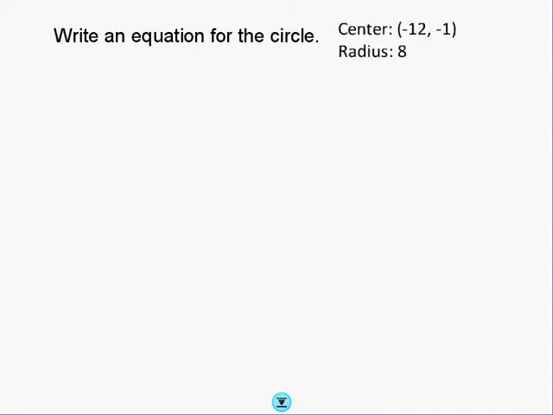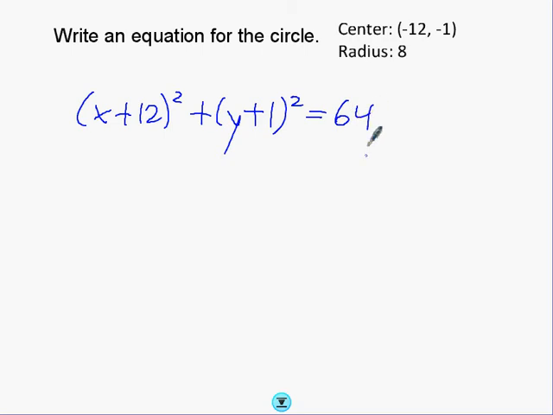Okay. What about this circle? It's very similar. x minus the h, what's h? It's negative 12. x minus negative 12, x plus 12. y minus k, what's k? Negative 1. y minus negative 1 is the same thing as y plus 1 equals the radius squared. The radius is 8, 8 squared is 64.